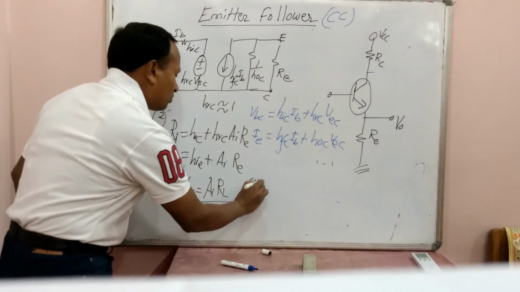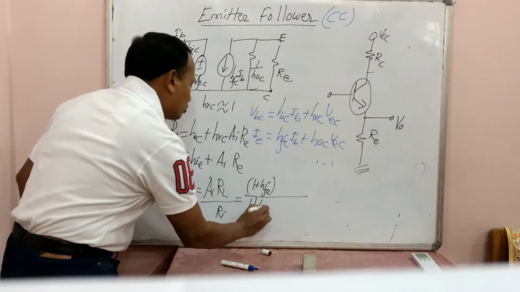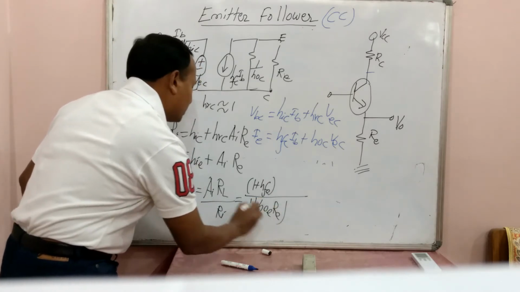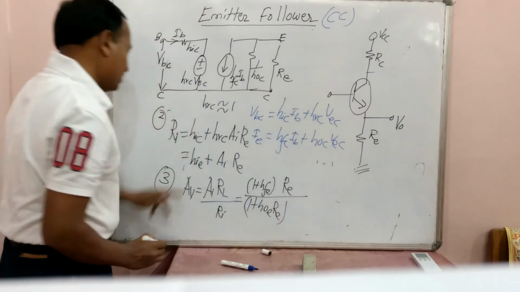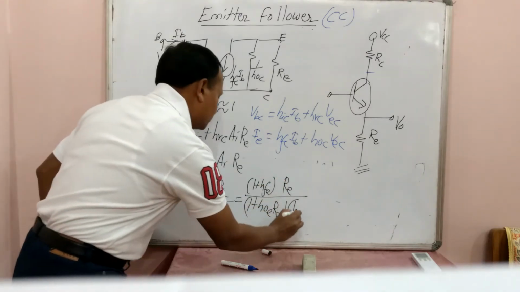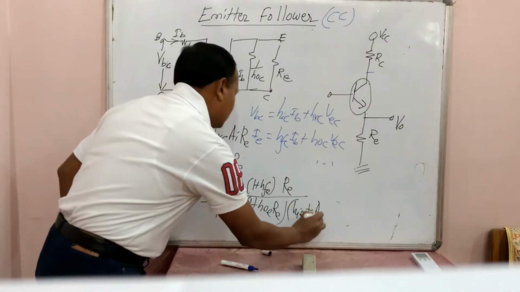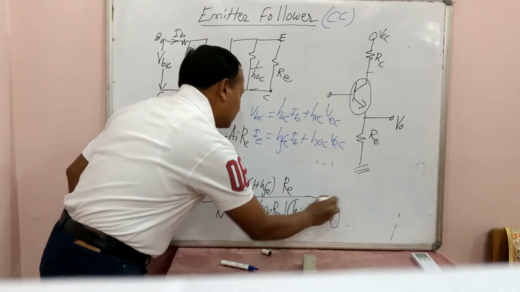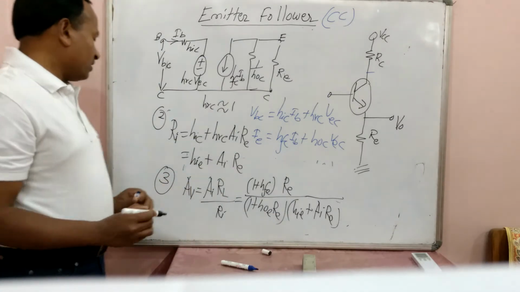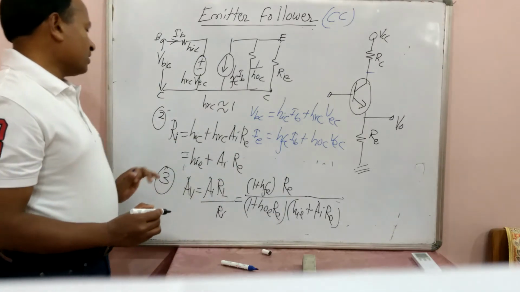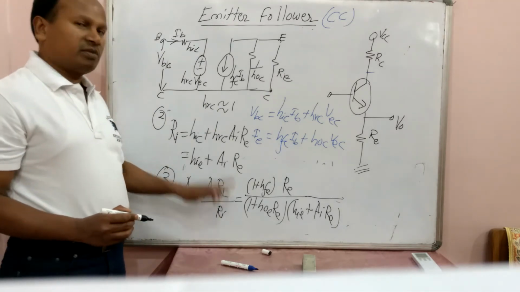AI was 1 plus HFE, then 1 plus HOE RL, which is RE. What about RL? It is again RE. And what is RI? RI is HIE plus AI into RL. So in whichever manner you want to write the expression, in that manner you can write the expression for voltage gain. It is very simply AI RL divided by RI.